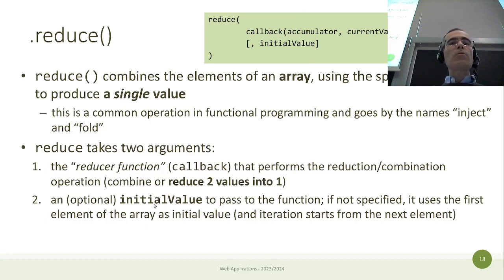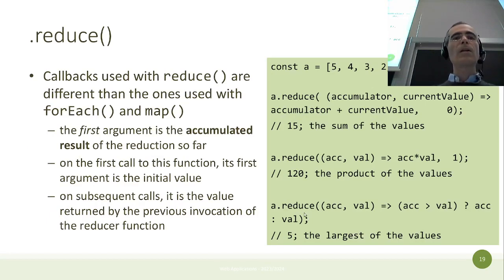And then there's an optional initial value to pass to the function. So for this accumulator, if we want an initial value, a first value to be passed to our callback, we can specify it here. Otherwise, there will be a default value, I think zero or something like this. We should check the manual. I don't remember, but I think it's zero. So let's see an example because it's simpler to reason on an example. The first example just computes the sum of the elements in the array.